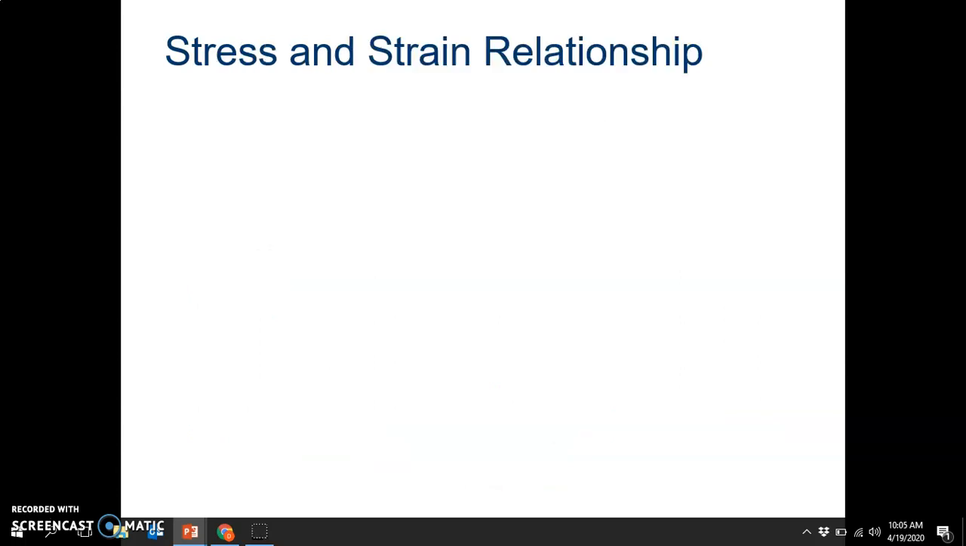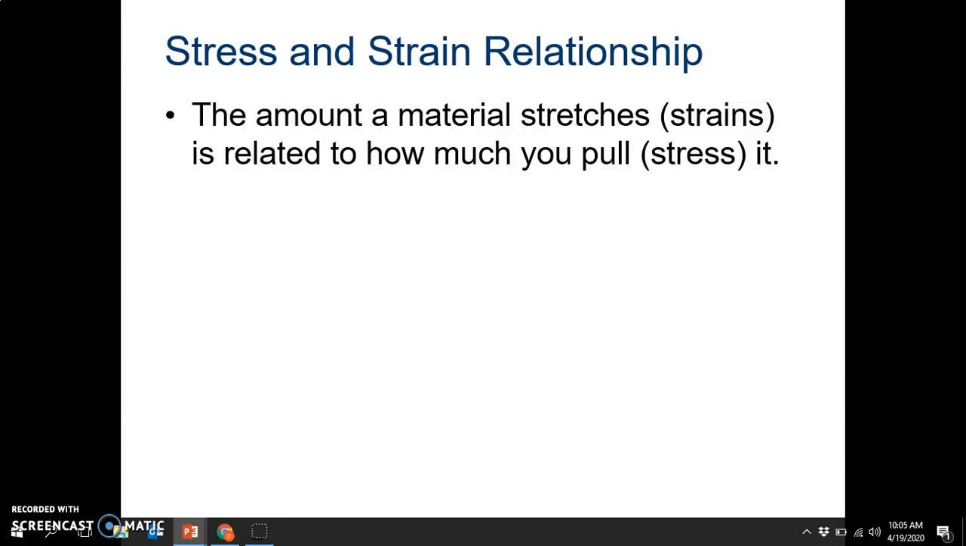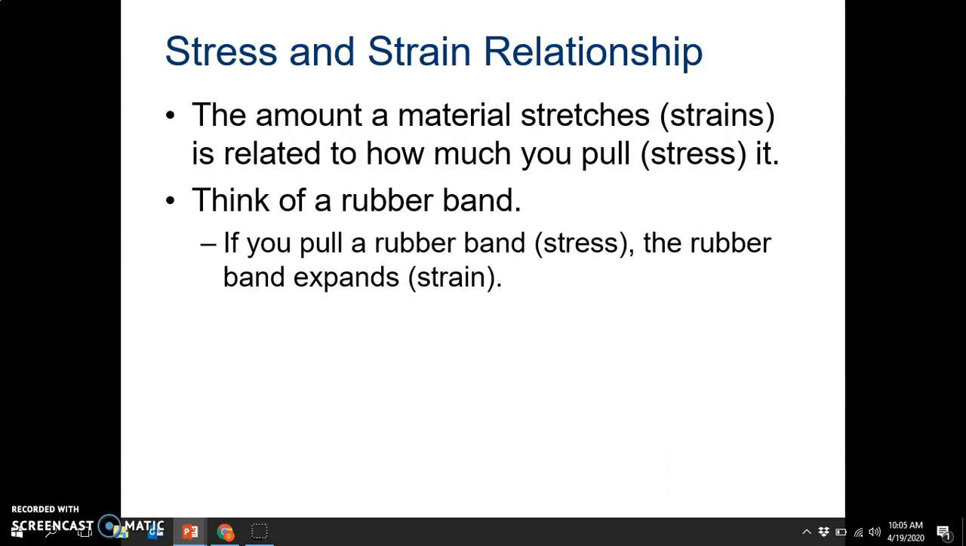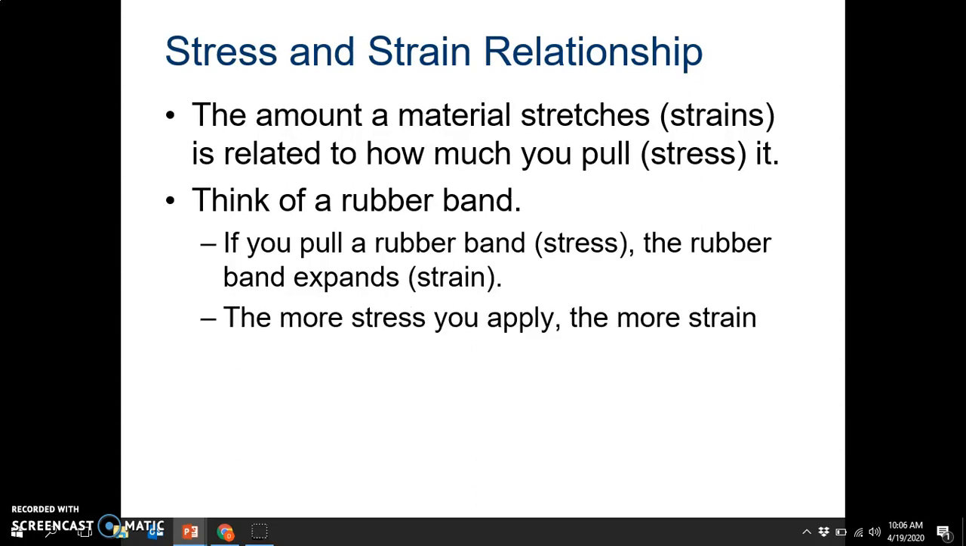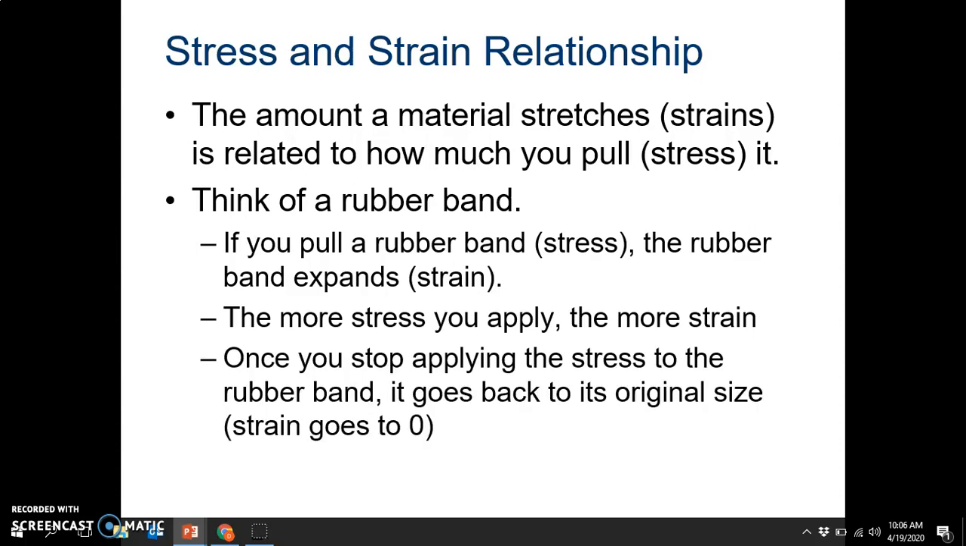So what is the relationship between stress and strain? Well, I think you should know, just from living on this planet for 15 plus years, that the amount a material stresses or strains is related to how much you pull it or how much stress it sees. Think of a rubber band in your hand. When you pull the rubber band, you're applying a stress. And what happens to the rubber band when you pull it? Well, it expands. That's strain. And the more stress you apply, the more strain you apply.